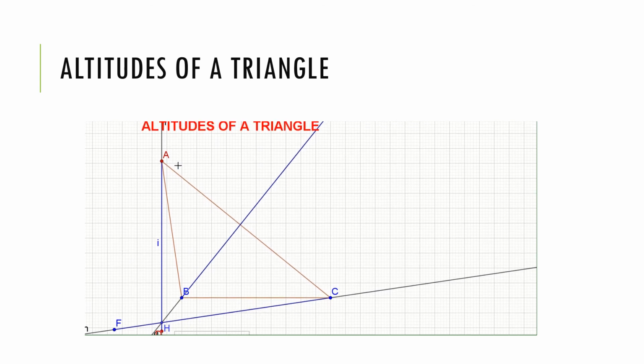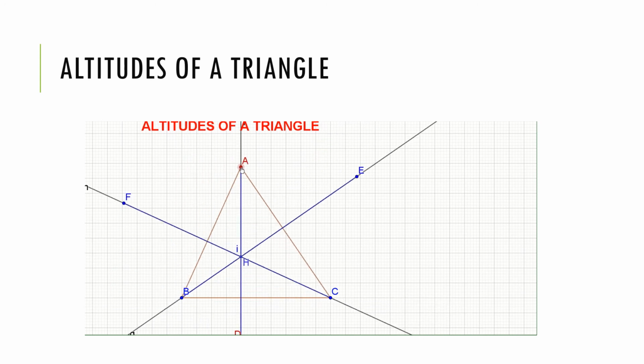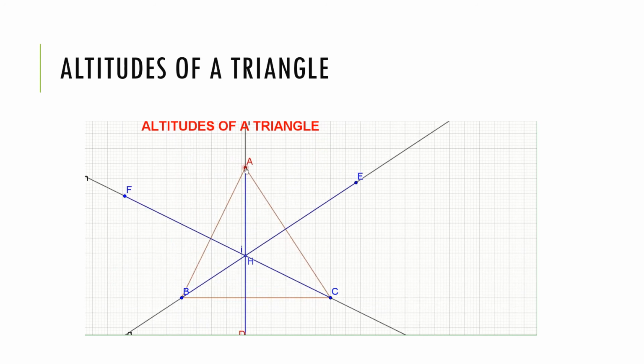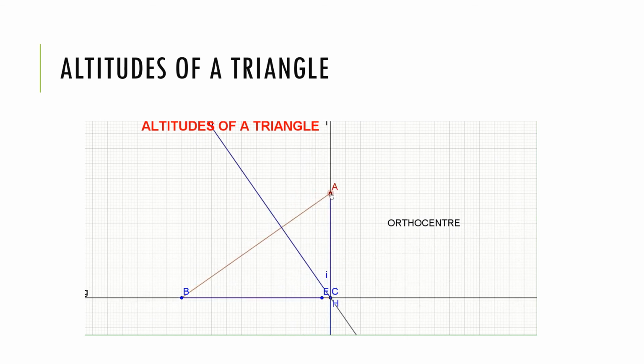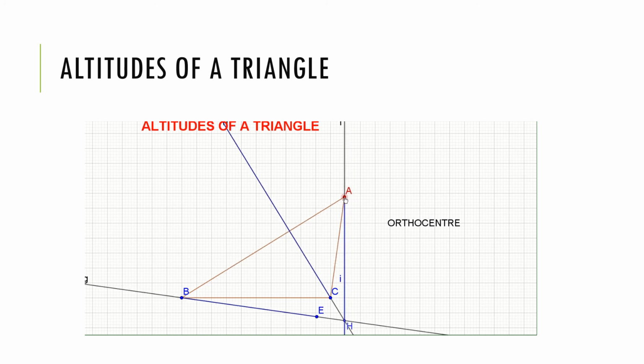So I think this portion is clear to you. In case of an acute angle triangle, the point H, which is the orthocenter, lies inside the triangle. Now, if it is a right angle triangle, it lies on the vertex which is 90 degrees, and if it is an obtuse angle triangle, the orthocenter lies outside the triangle. I hope this is very clear to all of you.